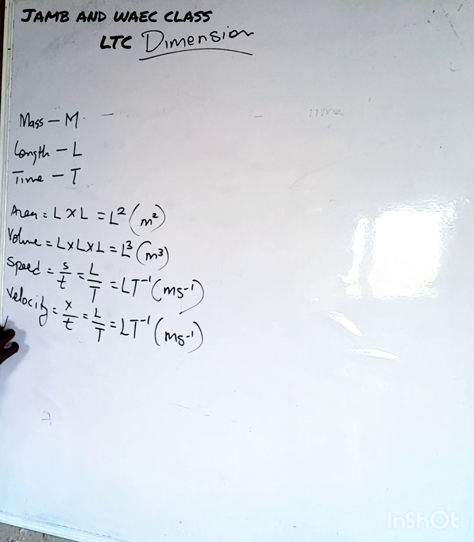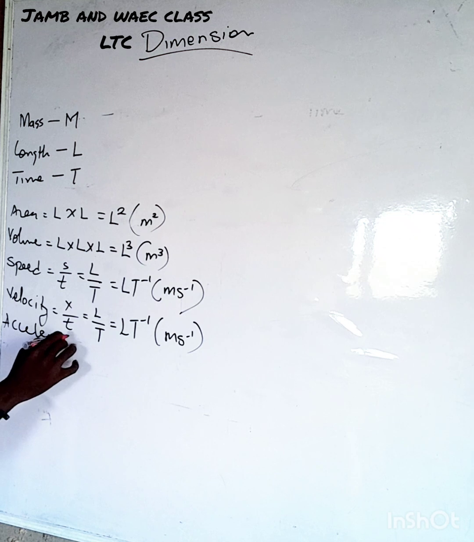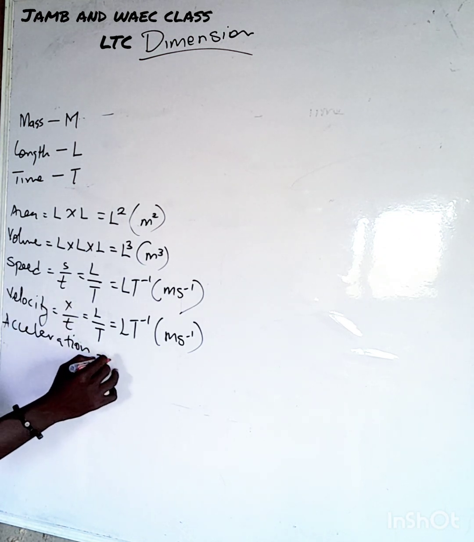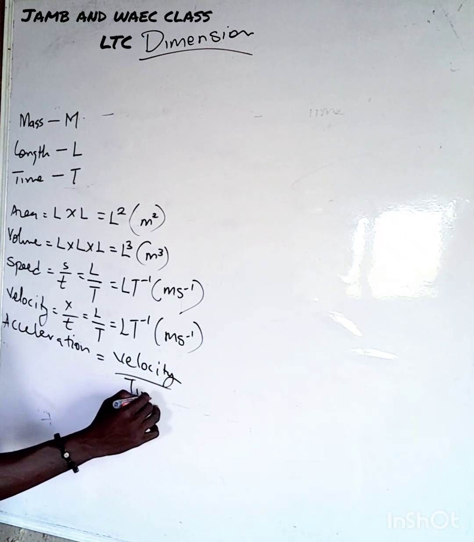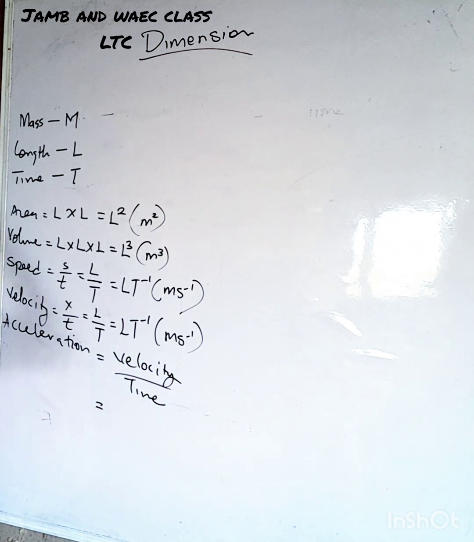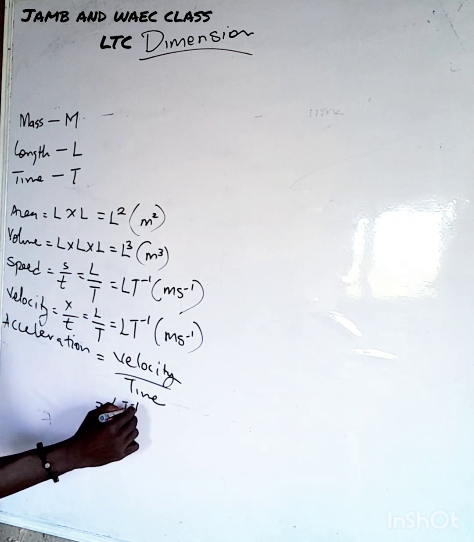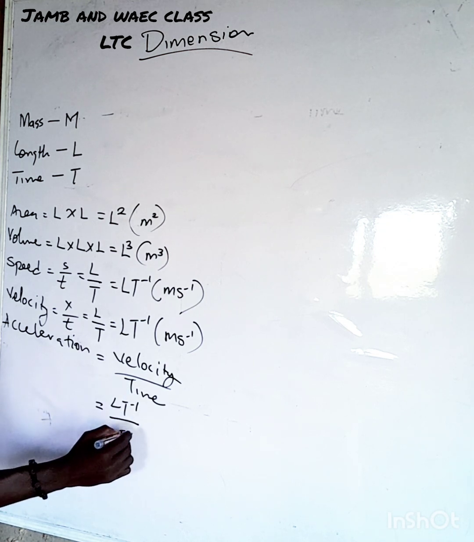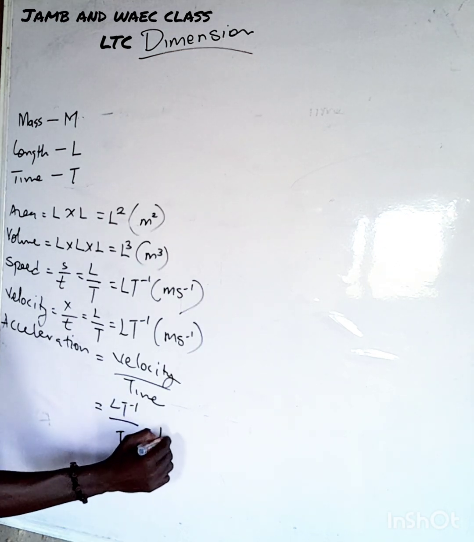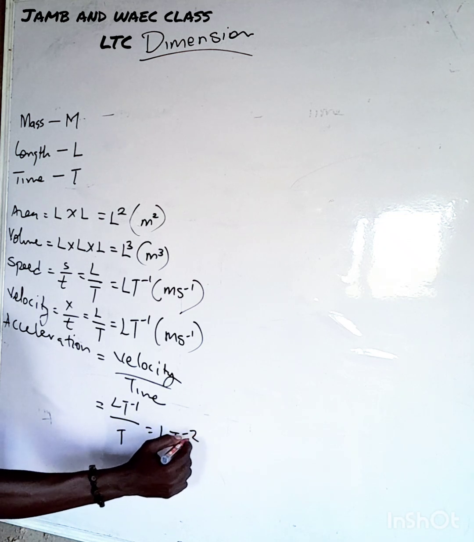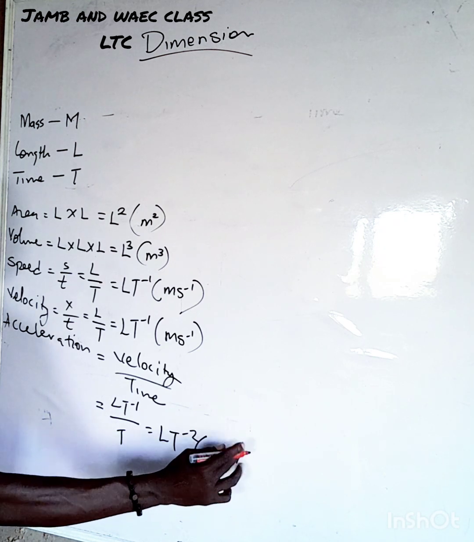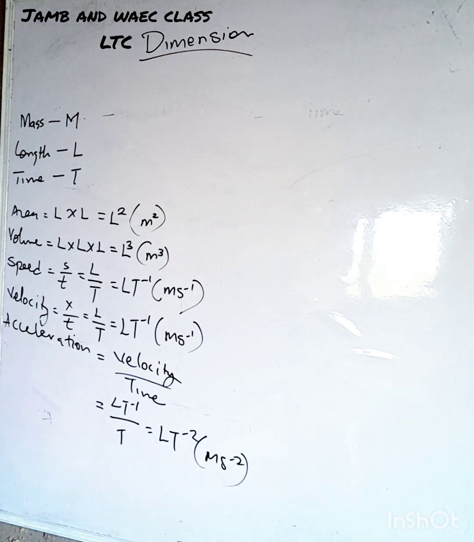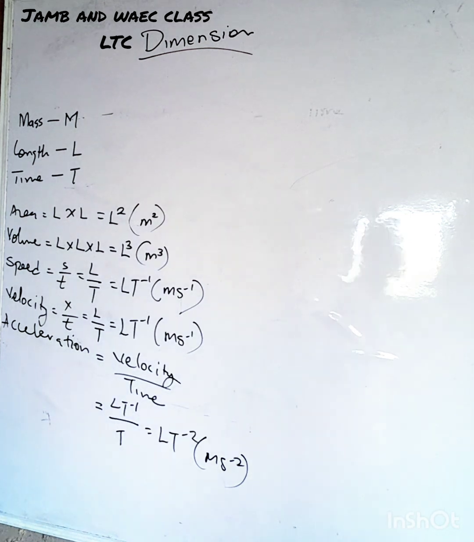Now, if you are given acceleration, it is change in velocity over time. So change in velocity over time, our velocity already in this place is what? L per T. And time in this place is T. So if you now bring this one here, you are going to have L per T squared. That is why the unit of acceleration is meter per seconds squared. Hope you understand this. Good.